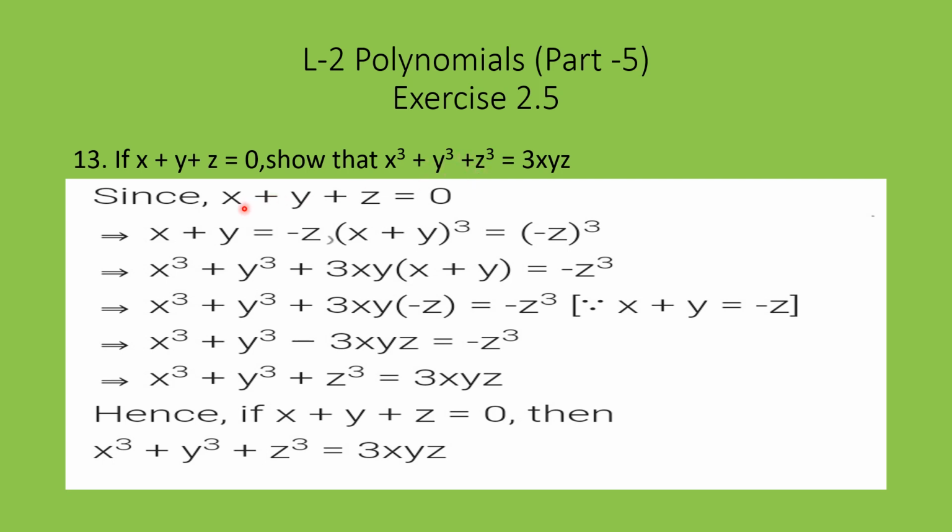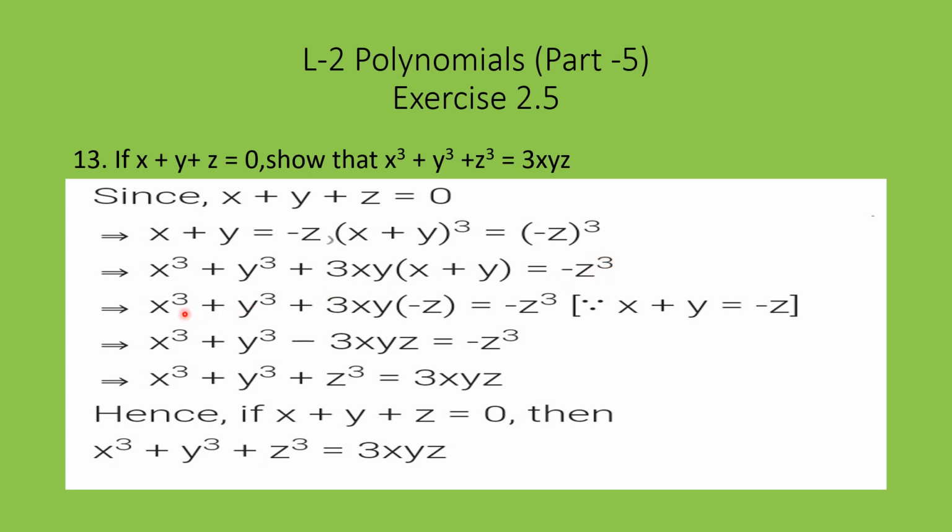Then from the given, that is x plus y plus z equal to 0, you can write it as x plus y equal to minus z. You are taking plus z to the RHS. Now taking cube on both sides, you will have x plus y whole cube equal to minus z cube. Now use the identity x plus y whole cube, that is x cube plus y cube plus 3xy multiplied by x plus y equal to minus z whole cube.